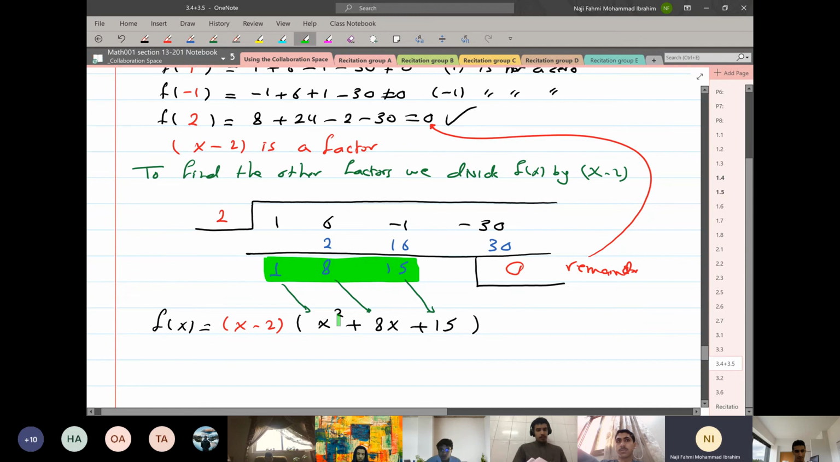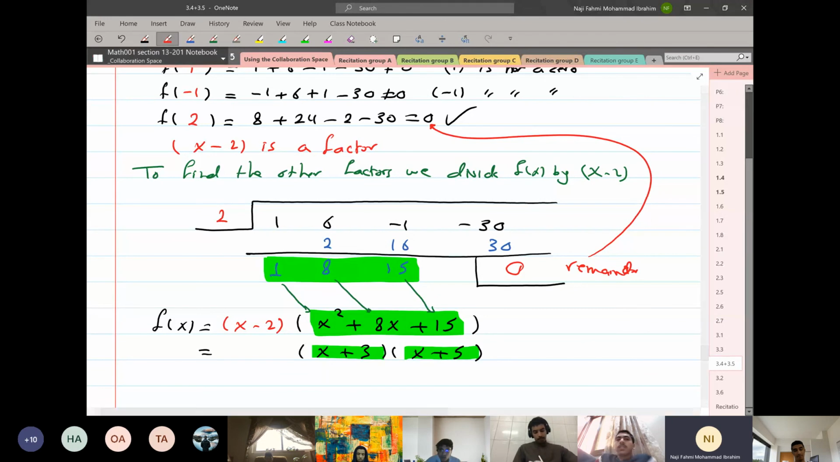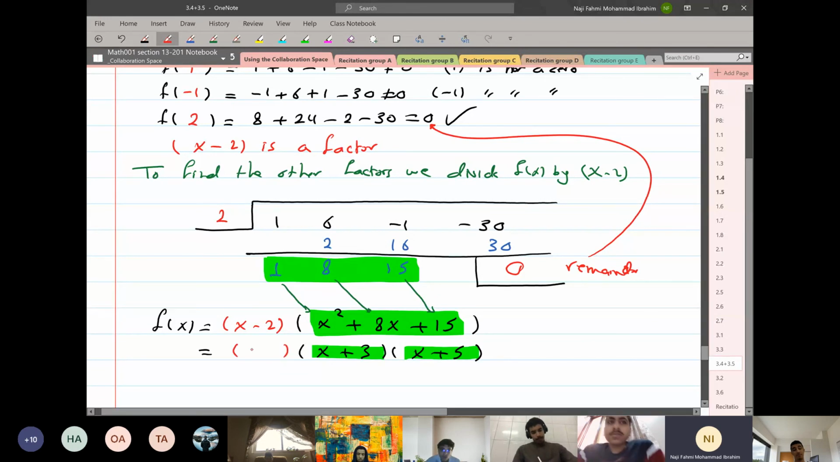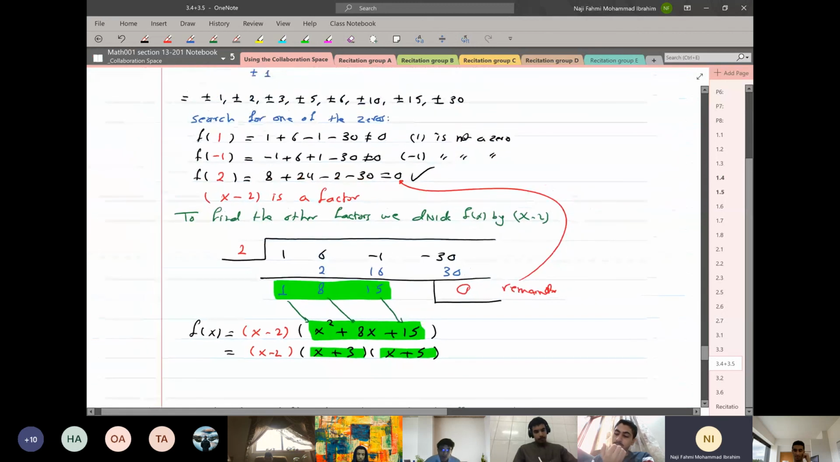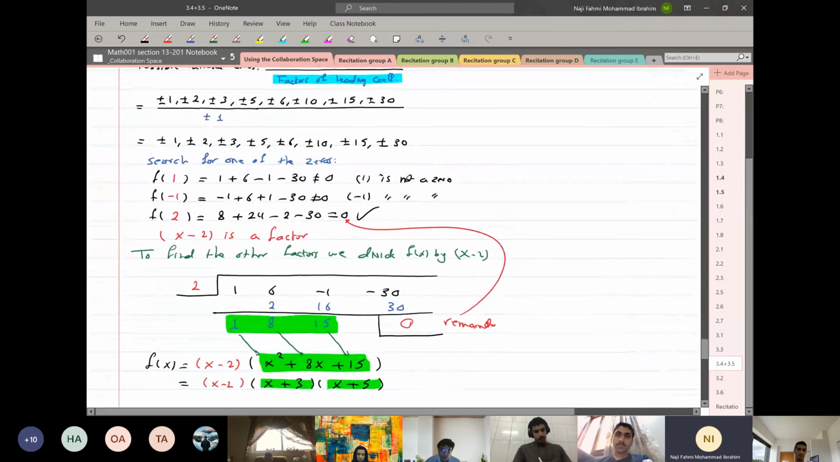Can I factor this green part more? Yes. x plus 3, x plus 5. That's it. And what's the power of x inside each bracket? 1. So are these linear factors or not? Yes. So we are done. We have factored the polynomial.